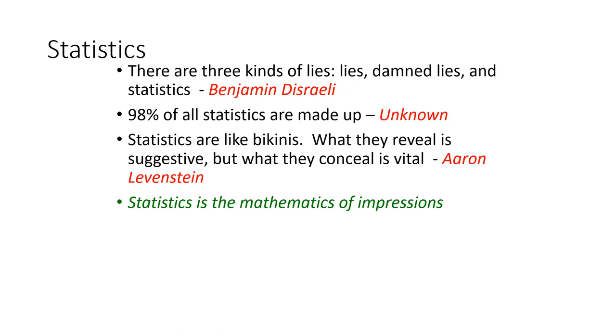A notable quote from Benjamin Disraeli, who was one of the prime ministers in the UK in the 1800s, was that there are 3 kinds of lies: lies, damned lies, and worst of all, statistics. No doubt he was responding to some bad polling numbers that he got. Another person, unknown to this time, indicated that 98% of all statistics are made up. And given these times that we live in, that's probably truer than we realize.